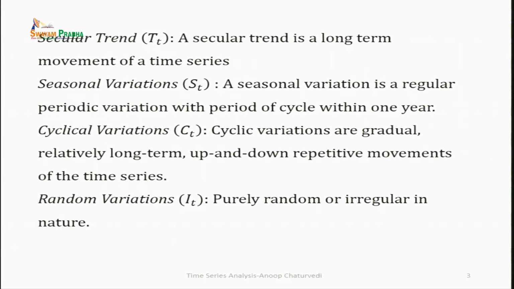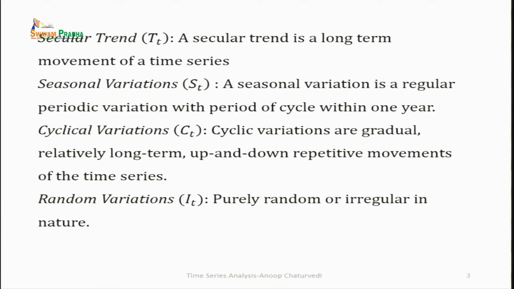A seasonal variation is a regular periodic variation with a period of cycle within 1 year. So, it is a periodic variation. For example, if you consider the monthly sale of umbrellas in a departmental store, say, then you will observe that during the rainy season the sale increases, and this is a periodic phenomenon. This happens each and every year. And what is the reason behind this phenomenon? It is the season, the rainy season.